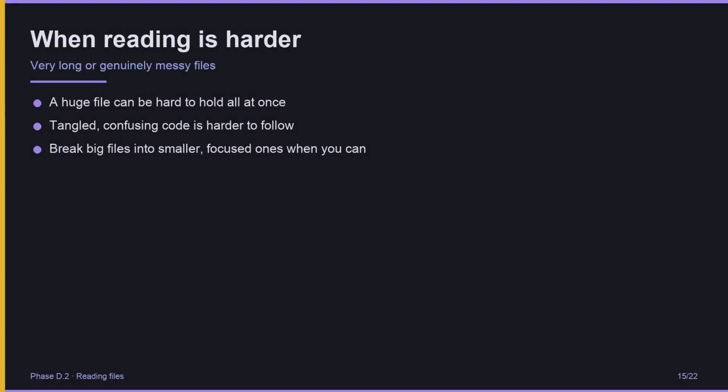Reading is harder for OpenCode when a file is very long or genuinely messy. A huge file can be difficult to hold all at once, and tangled, confusing code is harder to follow even for a careful reader. When you can, break big files into smaller, focused ones. It helps OpenCode read better, and, honestly, it helps you too. Small, clear files are easier for everyone, human and machine alike.